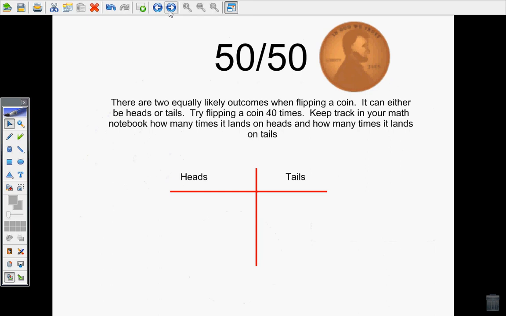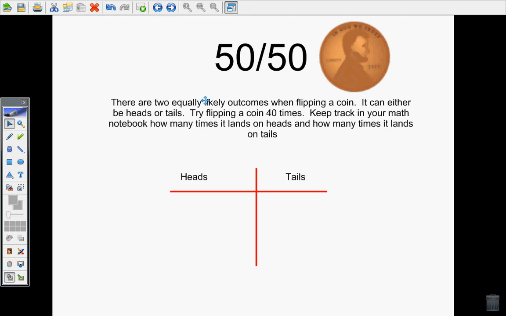Now sometimes things are equally likely. There are 2 equally likely outcomes when flipping a coin. It can either be heads or it can be tails. There's no bias where I'm more likely to get heads than tails. It should be the same for each. I want you to go ahead and try flipping a coin 40 times.